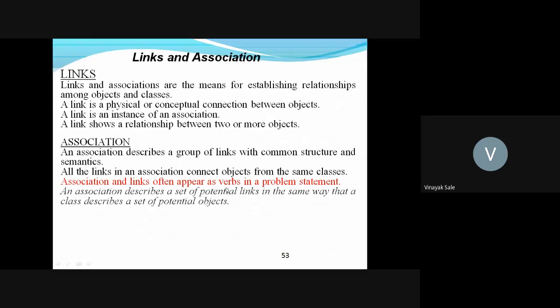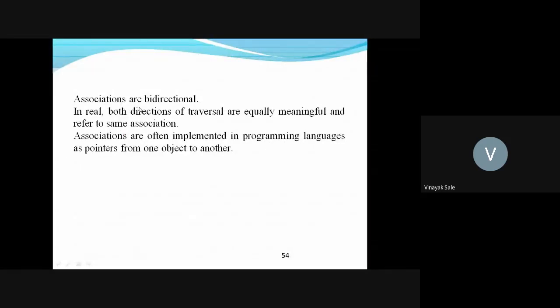Associations and links often appear as a verb in a problem statement. An association describes a set of potential links in the same way that a class describes a set of potential objects. Associations are bidirectional. In reality, both directions of traversal are equally meaningful and refer to the same association. Associations are often implemented in programming languages as pointers from one object to another.